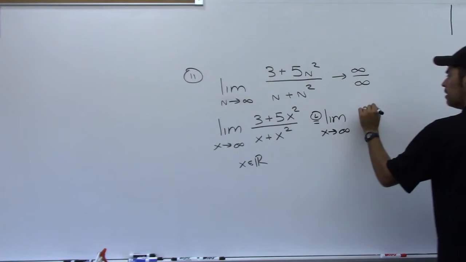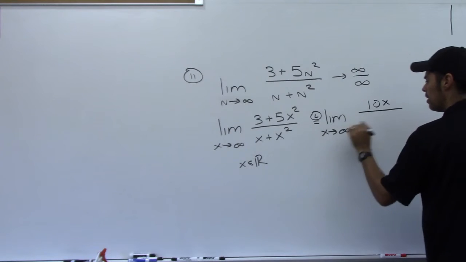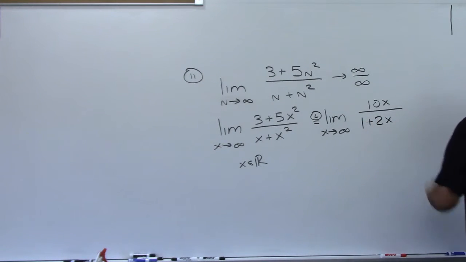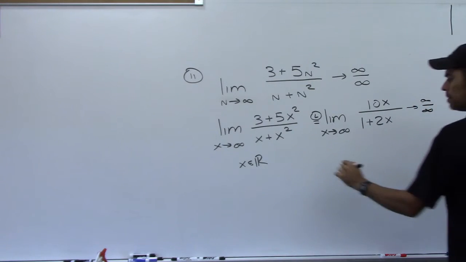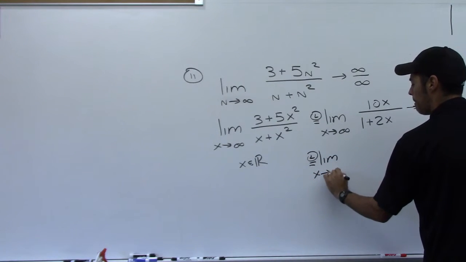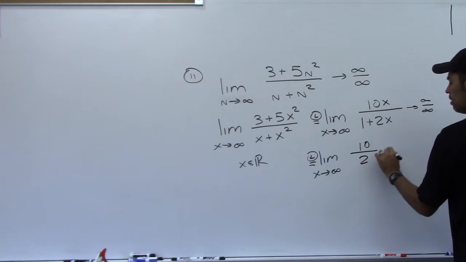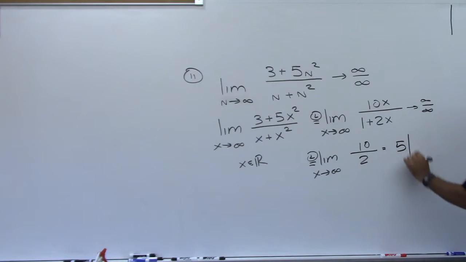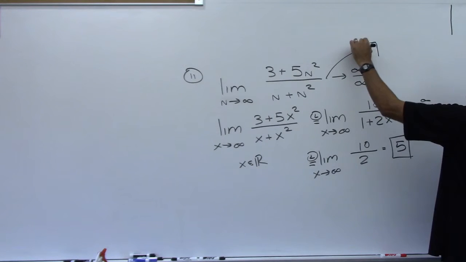Derivative of the top, 10x. Derivative of the bottom, 1 plus 2x. And this still goes to infinity over infinity. And so I apply L'Hopital's rule again. Derivative of the top is 10. Derivative of the bottom is 2. We get 5. So the answer to the original question is that it converges to 5.